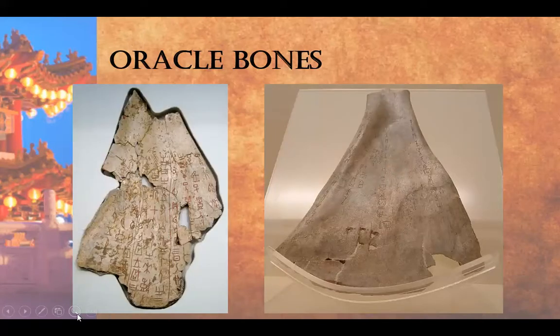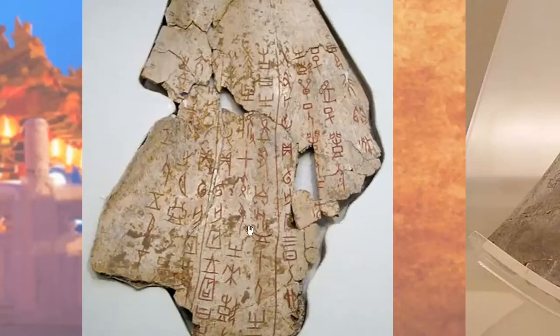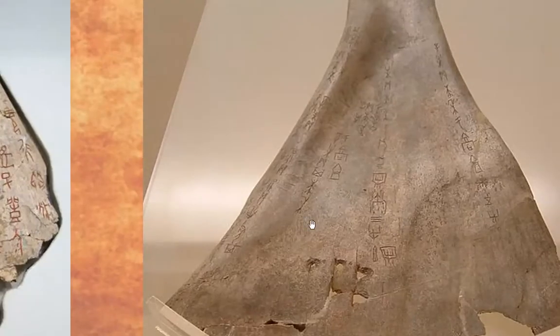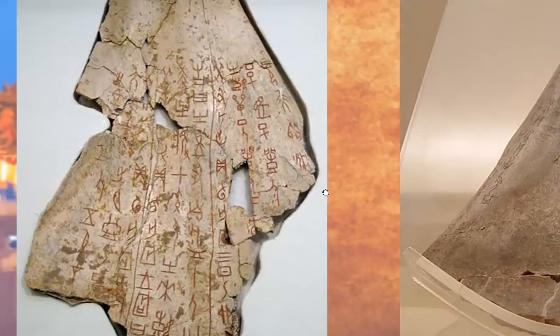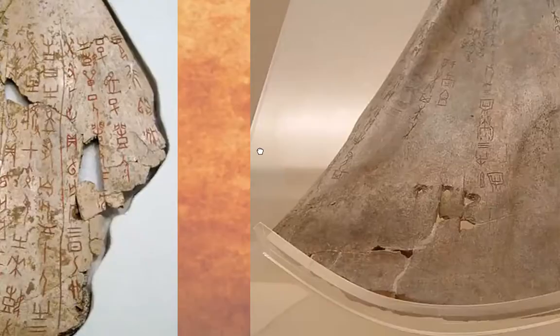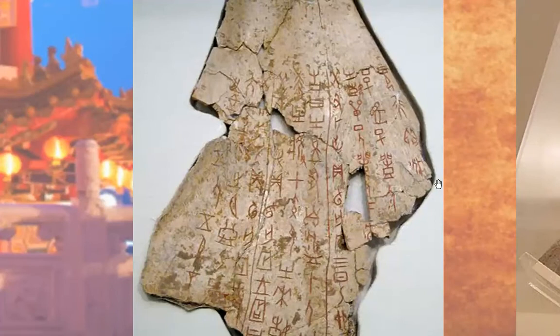Here's some pictures of oracle bones, and this is why oracle bones are important. Oracle bones are covered in these questions. They're covered in the writing of ancient China. So how do we know what the ancient Chinese writing system was? We look at these oracle bones. These oracle bones which have been found all over China.